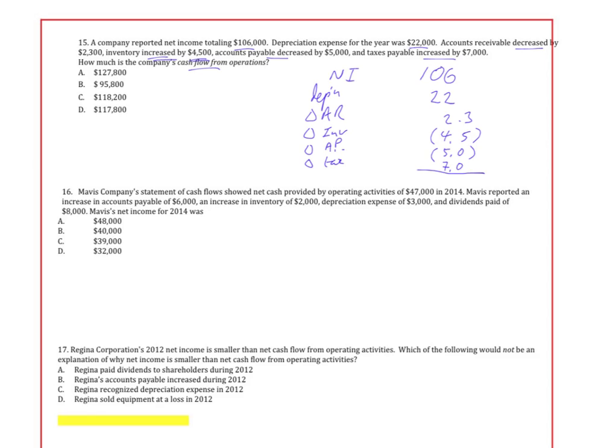Overall, we have 106 plus 22 plus 2.3 less 4.5 less 5 plus 7, and if we do all that, it comes to 127,800, or 127.8 in my notation. So the answer is A.